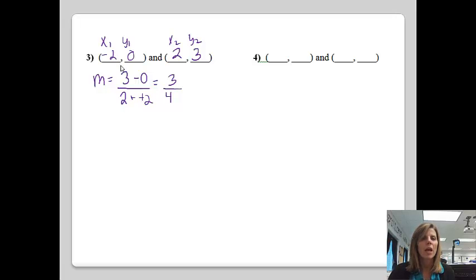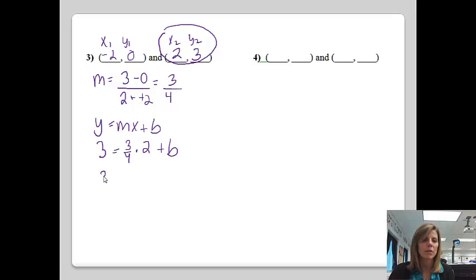That's okay. I am going to choose the second point this time because there are no negatives, and sometimes people don't like dealing with negatives. So I have y equals mx plus b. My y is 3 equals my m, 3/4, times my x, 2, plus b. So now I'm going to have 3 equals, if I take 3/4 times 2, 3/2, or it might say 1.5 on your calculator. And then I will subtract 1.5 from both sides. So I'll end up getting b is equal to 1 1/2.